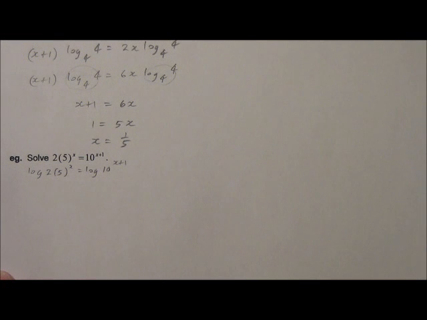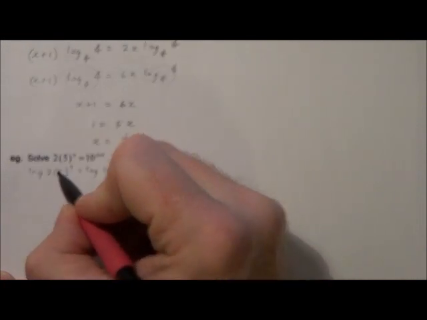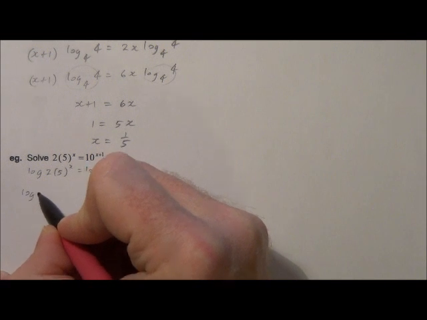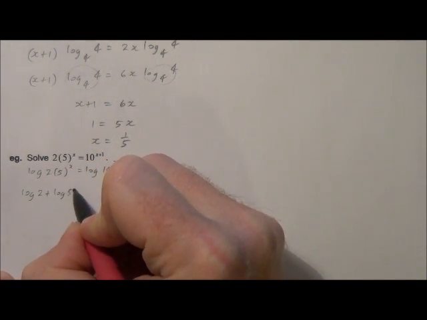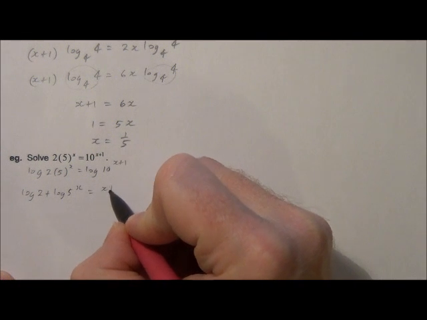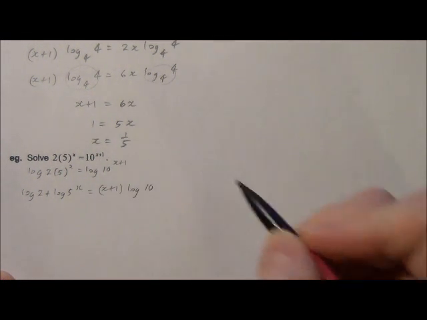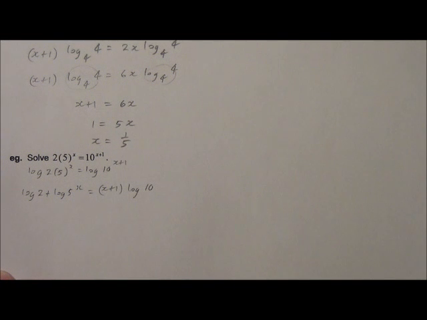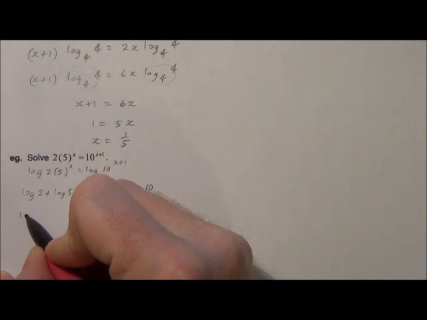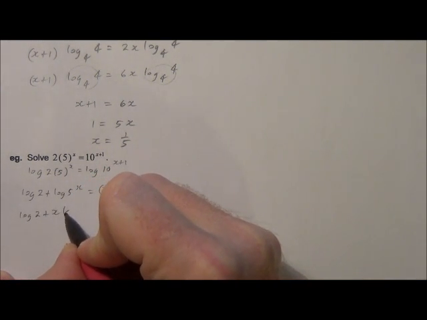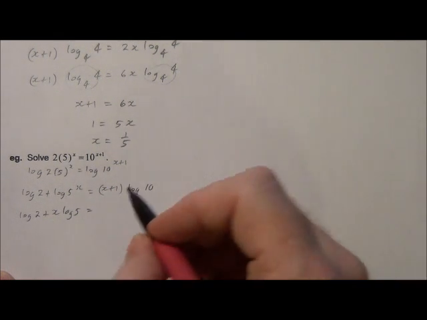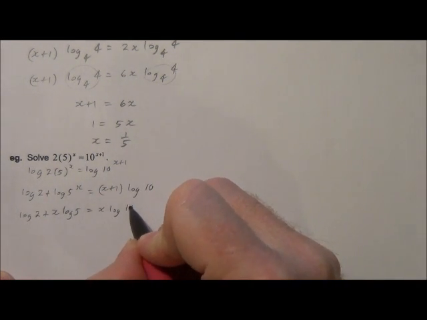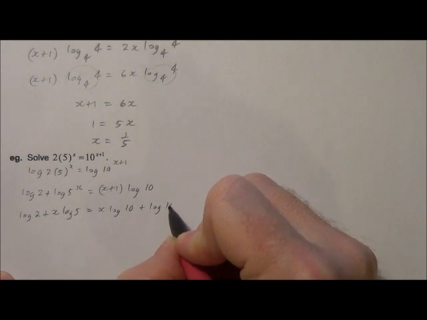Then I'll perform a couple laws of logarithms here. So I will change this to log of 2 plus the log of 5 to the x. And then I'll bring this x plus 1 down in front, this log of 10. Okay, by bringing the exponent down in front, and first I separated these two into 2 logs. And then what I'll do is I will bring the x down in front, so we've got log of 2 plus x log of 5 equals, and then I'll distribute this through, so I'll get x log of 10 plus log of 10.